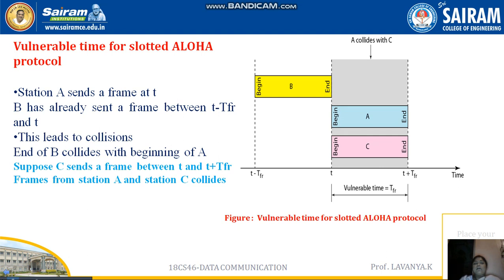Device A is going to send a frame to device B, but device B has already sent a frame between T minus Tfr, meaning the current time and the given frame time. During that time a collision will occur, because the end of station B's frame collides with the beginning of A's frame. Suppose C sends a frame between T and T plus Tfr.